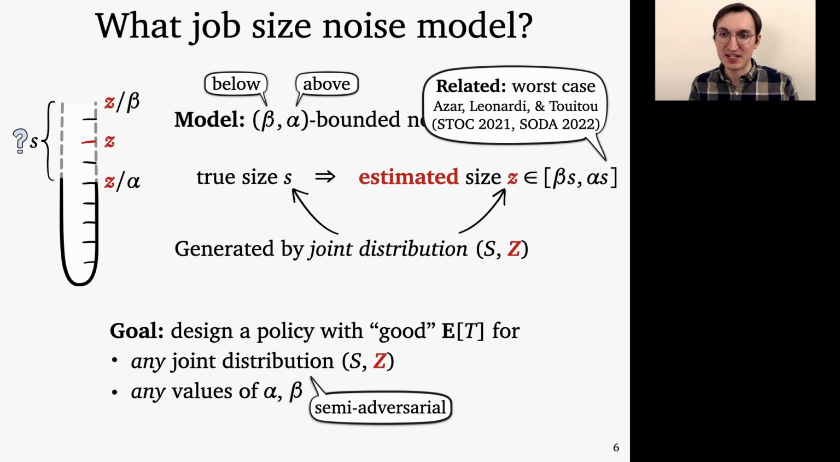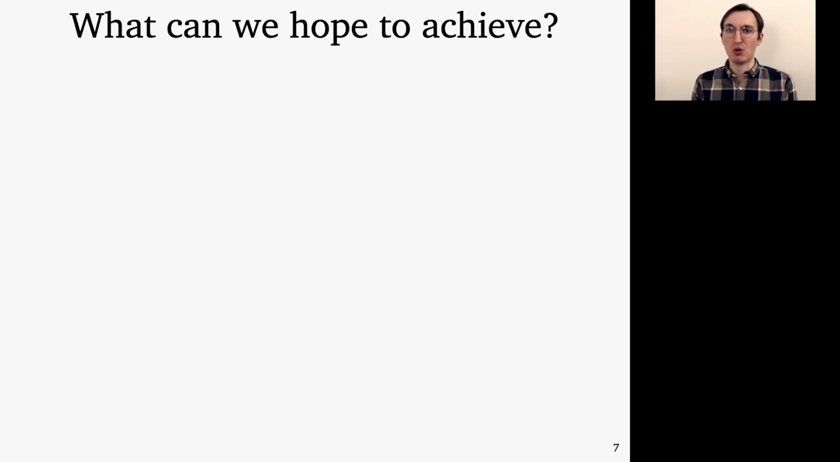So in this setting, what's a reasonable goal in terms of mean response time? If we look at the algorithms with predictions literature, there are a few common goals that we see when people design algorithms for predictions.